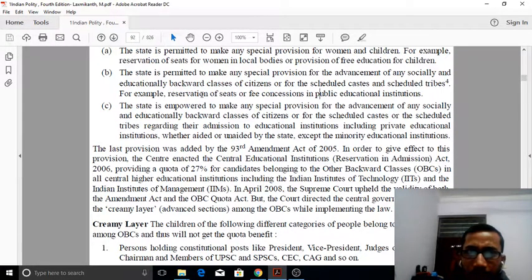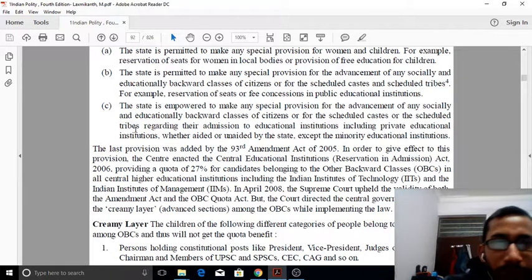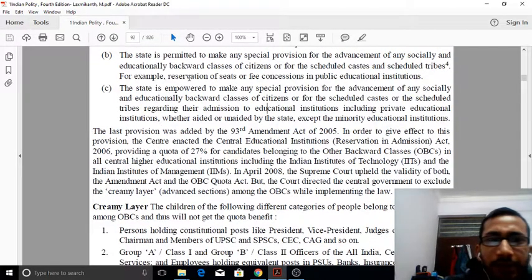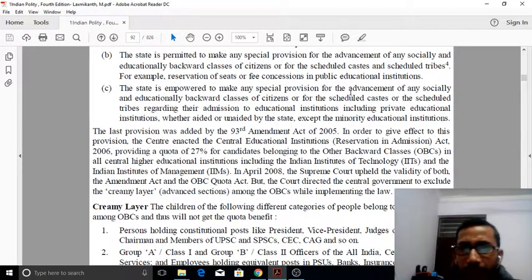They must be educated. Even scheduled castes and scheduled tribes, SC and ST, must be enabled to be socially and educationally advanced. Reservation of seats must be there, and even fee concession must be provided to them in public educational institutions. We need to understand these things. The state is empowered to make special provisions for the advancement of any socially and economically backward classes. This I already discussed.